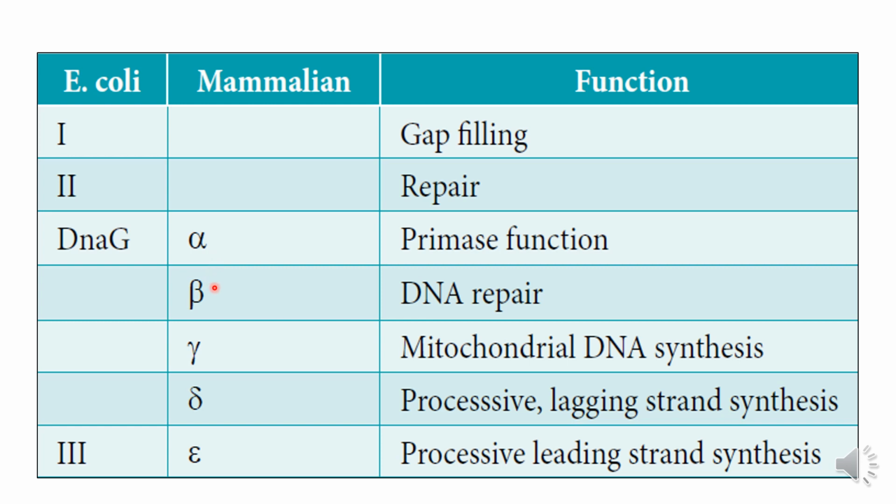The DNA polymerase beta does DNA repair work, the gamma does mitochondrial DNA synthesis, the delta polymerase carries out lagging strand synthesis, and the epsilon polymerase carries out leading strand synthesis. So the DNA polymerase 3 of E. coli and DNA polymerase epsilon of the eukaryotes are comparable because both are the highly processive enzymes carrying out the synthesis of leading strand. Now, what is processivity? We will look at it later.